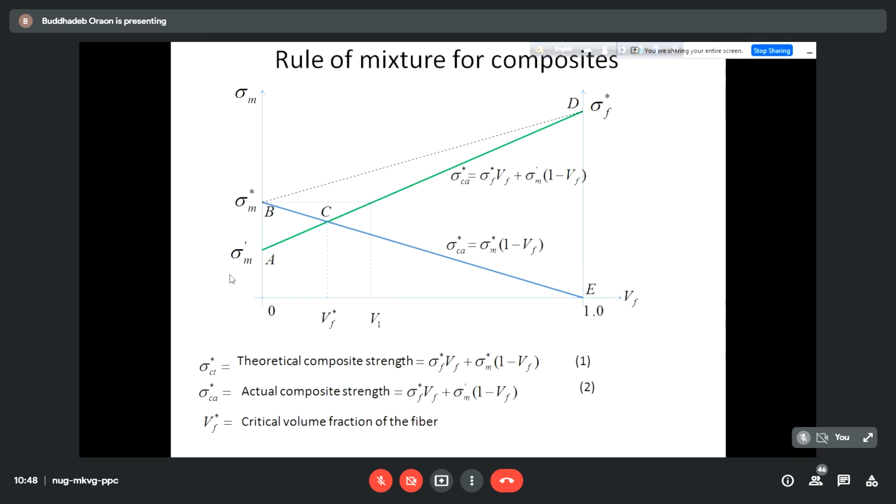Okay. So these are the two stresses we are taking. We are taking the stress in the matrix and stress in the fiber. So at two different points, as you can see, at 0 level matrix, and at 100% level it is fiber. So this is denoted in the vertical axis, y-axis.